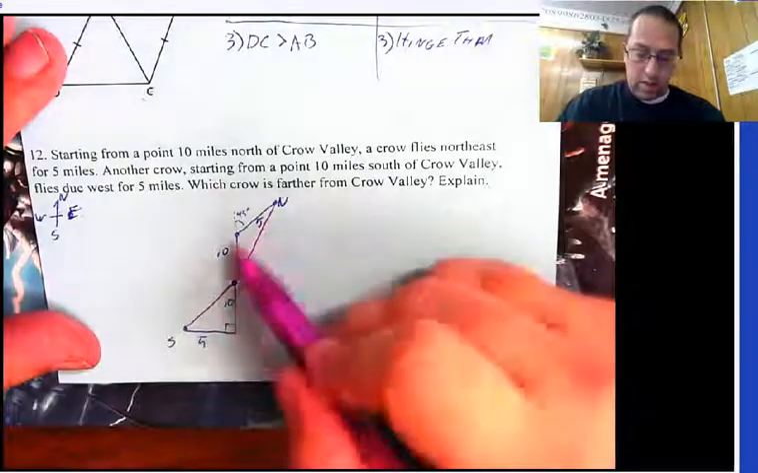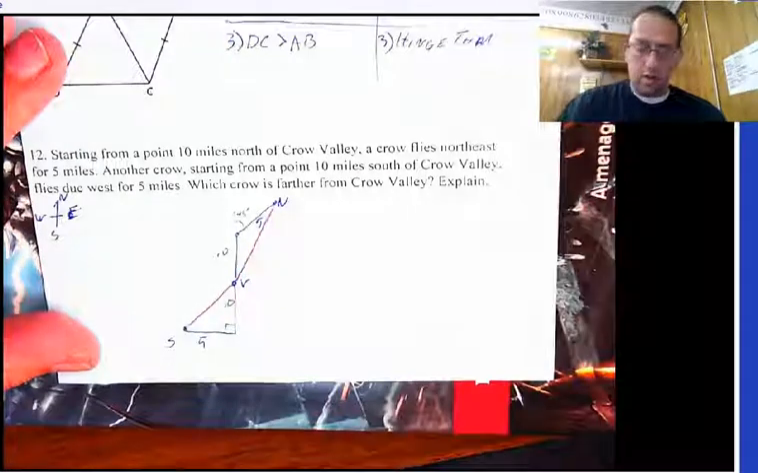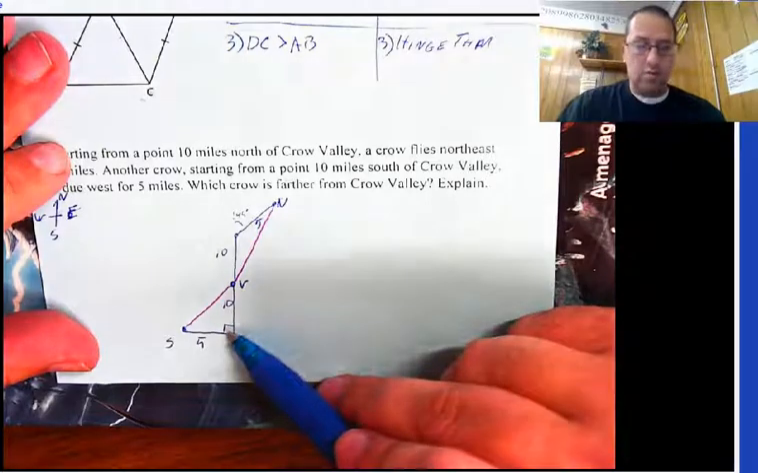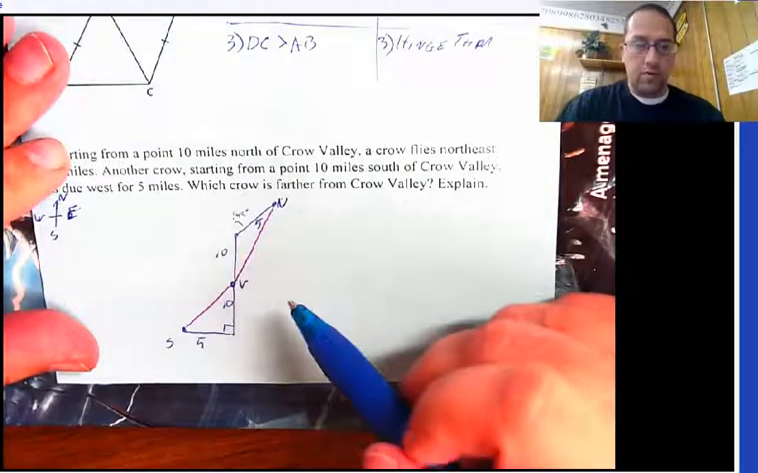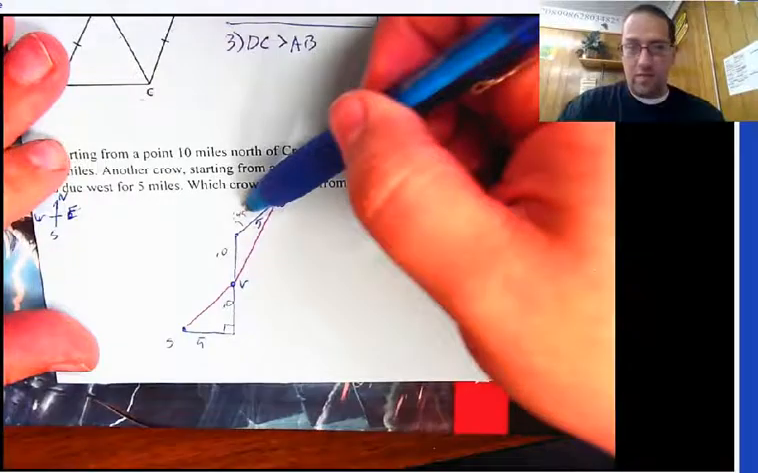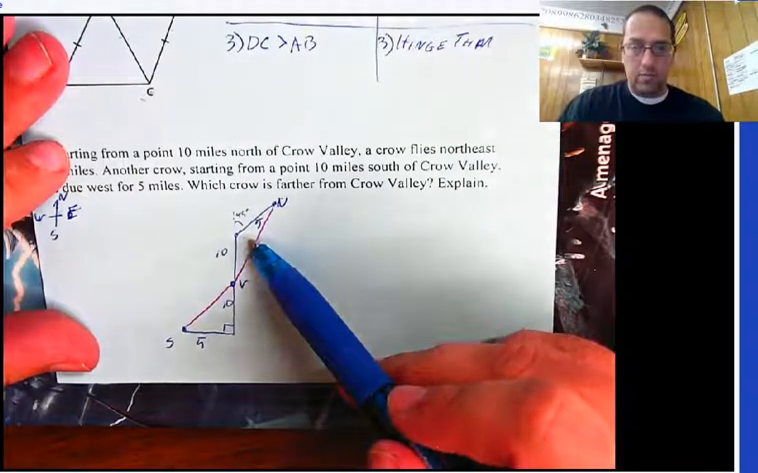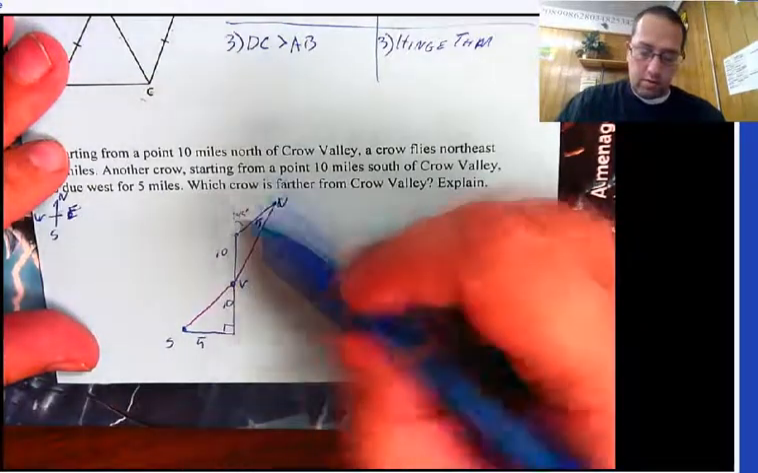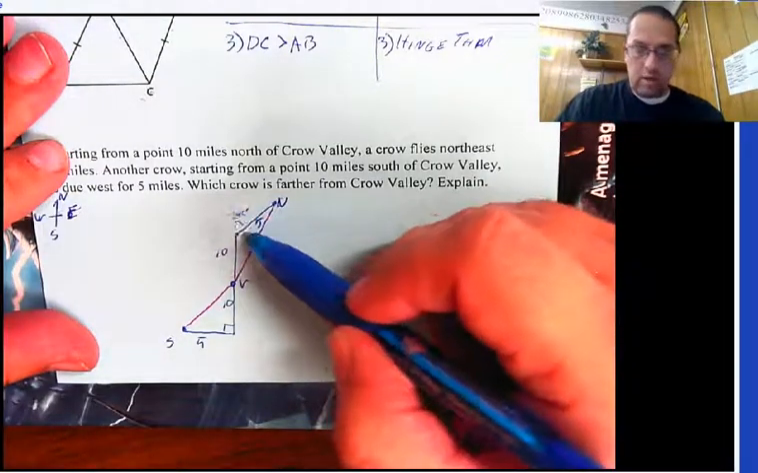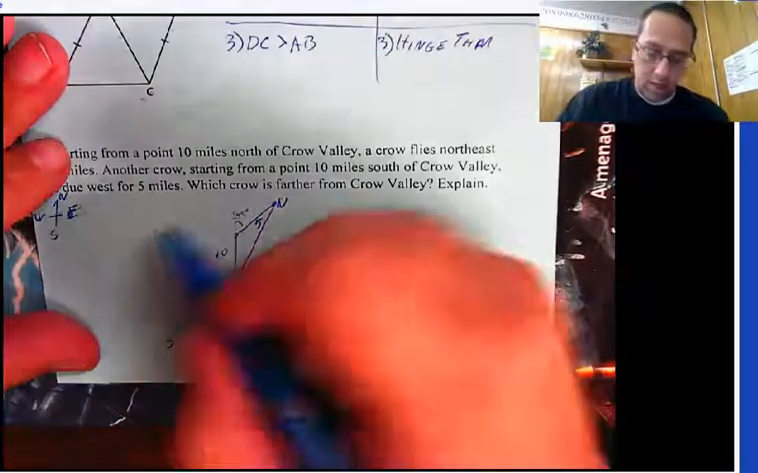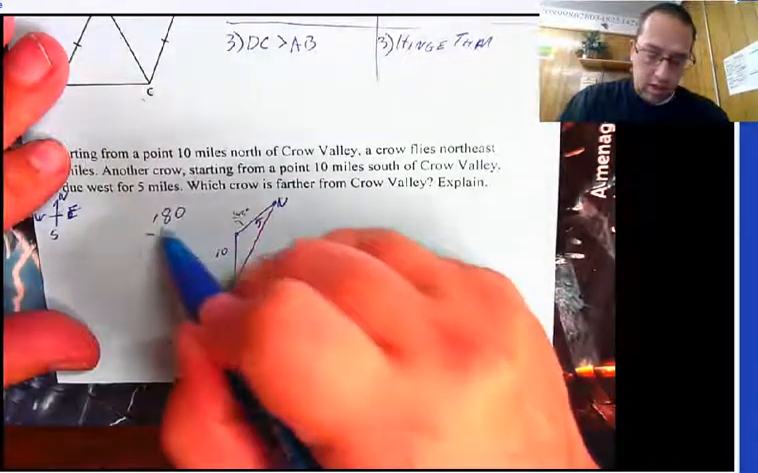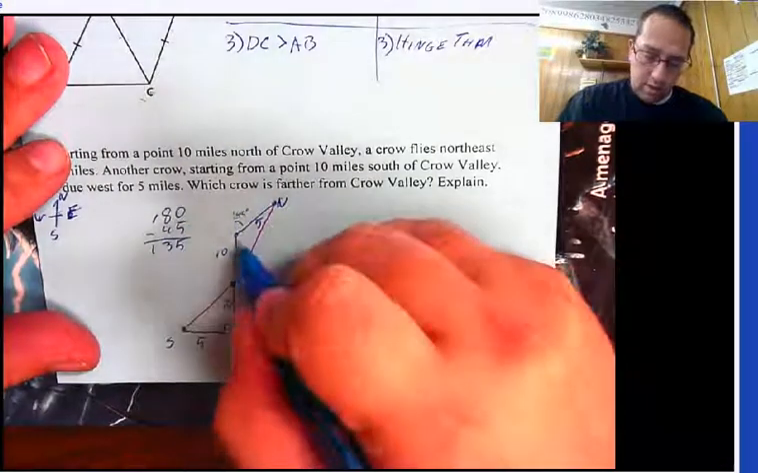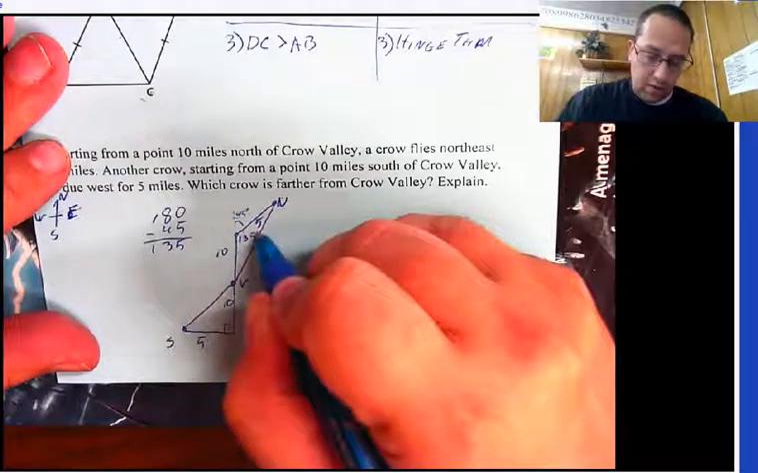So we want to know which is longer, NV or SV, the North Crow or the South Crow. Now they both went 10 miles and then 5 miles, right? So we need to look at that angle on the inside, right here. Well, this crow turned 90 degrees. This crow turned 45 degrees. However, notice that 45 is not inside the triangle, is it? No, that's how far it turned. So what we need to know is what's inside the triangle. Well, this is a linear pair, which means it's supplementary. Adds up to 180. So 180 minus 45 equals 135. So that means this is a 135-degree angle.